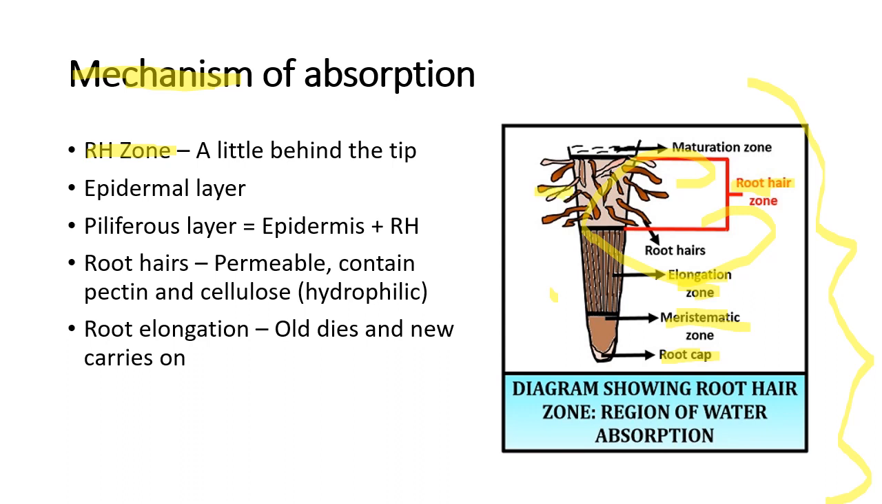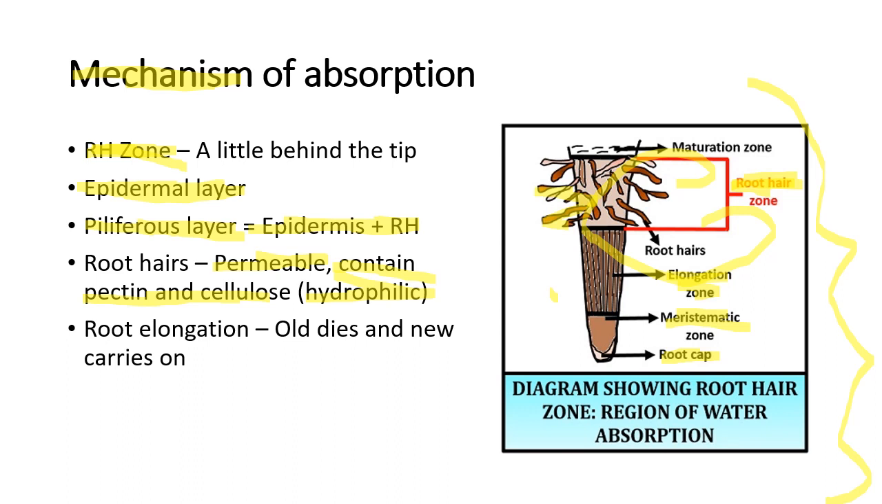These root hairs are tubular projections that emerge from the outermost layer called the epidermal layer. And this combination of epidermis and the root hairs can also be named the piliferous layer. This root hair zone, or the root hairs, are the major hotspot for water absorption. Why it is the major zone for water absorption is that these root hairs are permeable to water and contain pectin and cellulose contents. These pectin and cellulose contents are highly hydrophilic, or highly water loving.